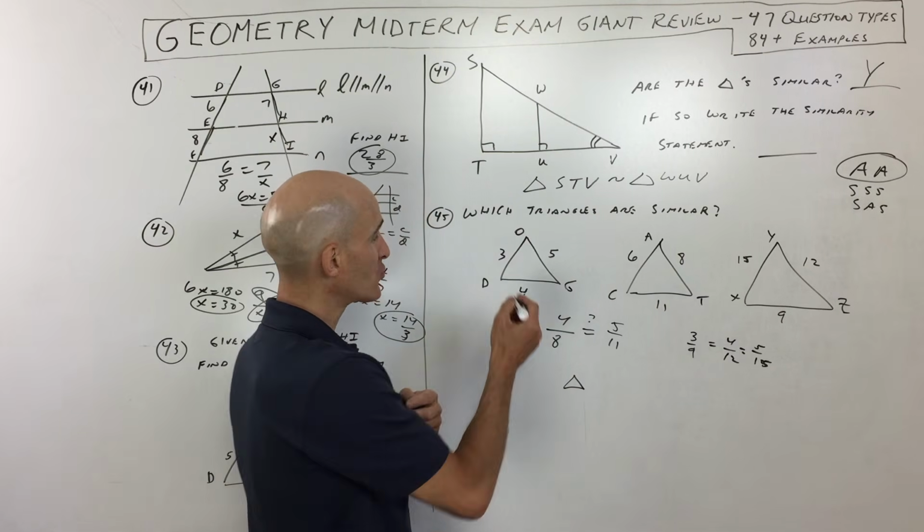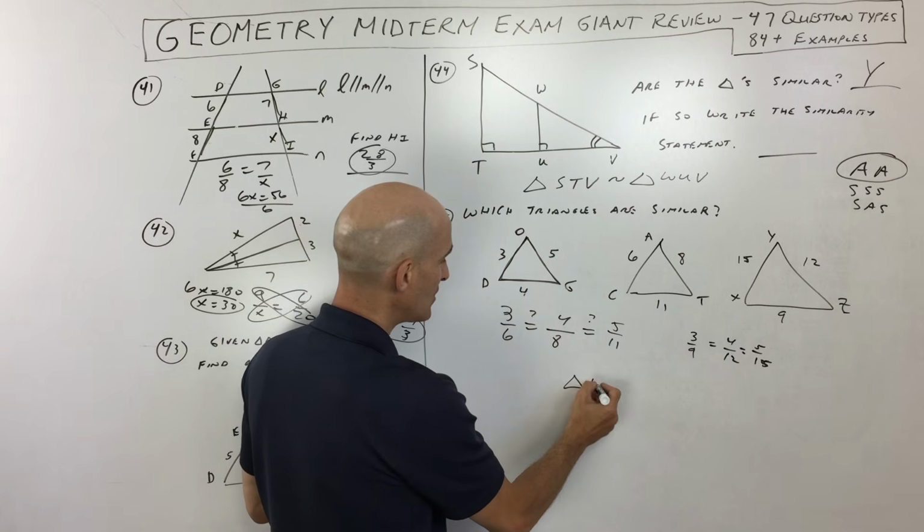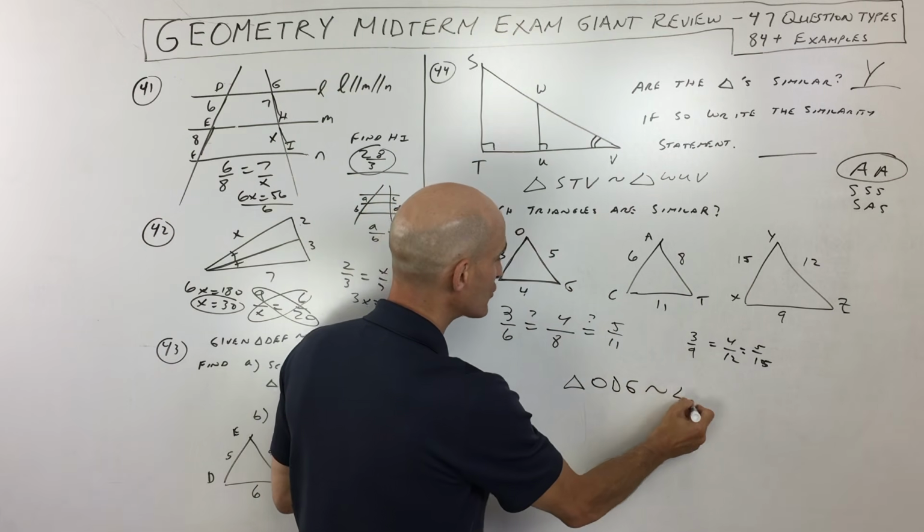And then if you wanted to write a similarity statement, you would just say, well, let's see. This is how I like to do it. I like to trace it out. So I do short side, medium side, long side. So see how I went ODG? ODG is similar to triangle 2.